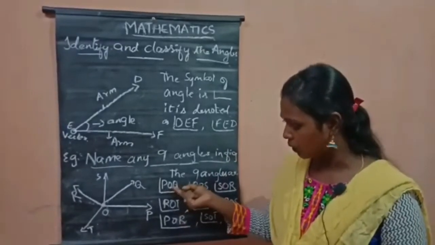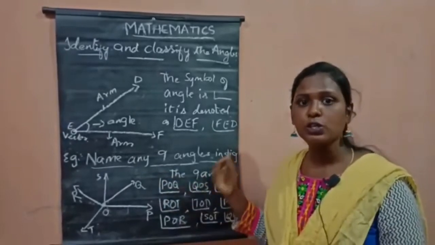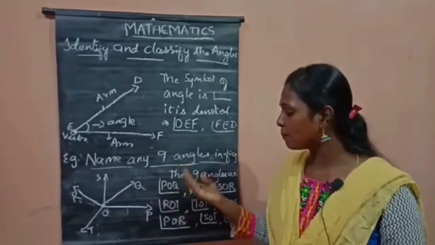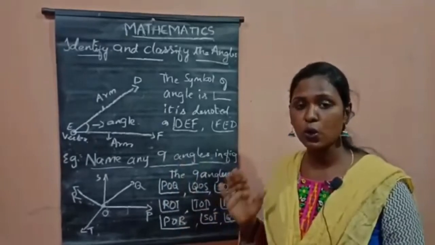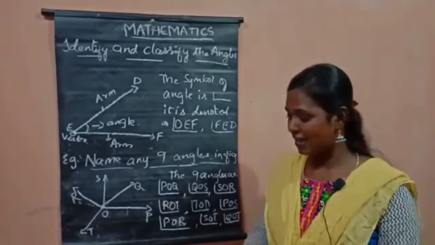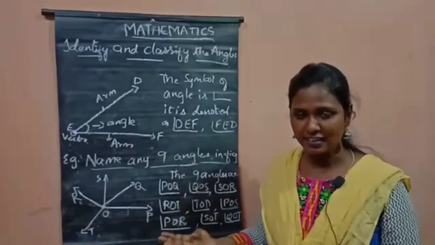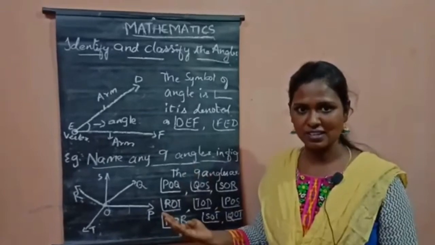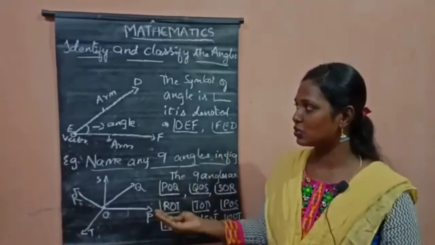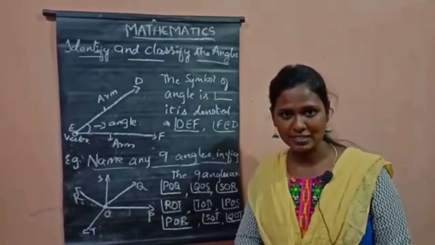Here POQ is there, but the symbol of angle is present. You must say angle POQ, not only POQ. You should say angle POQ. Is that clear, children? I hope you understood angles and the classification of angles.